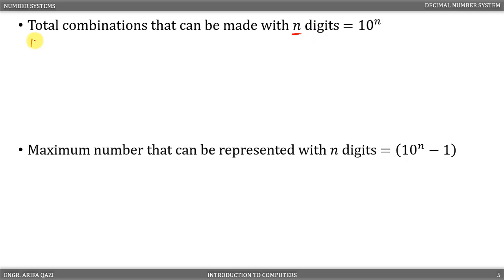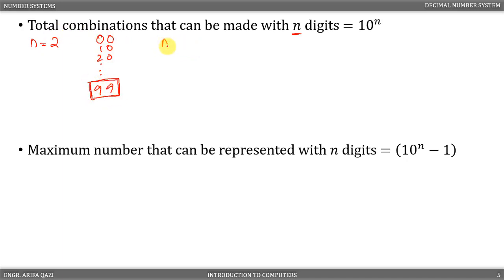Suppose we have n digits. Let's suppose n equals 2. So we have 2 digits. So we know with 2 digits, we start off with 0, 0. We can make 10, we can make 20. We can go all the way up to 99. We cannot exceed 99. 99 is the maximum number that we can make when n equals 2.